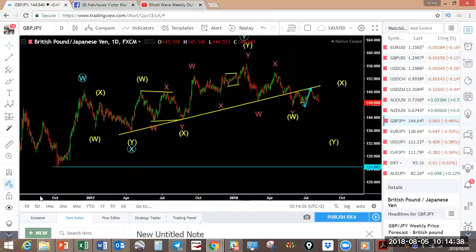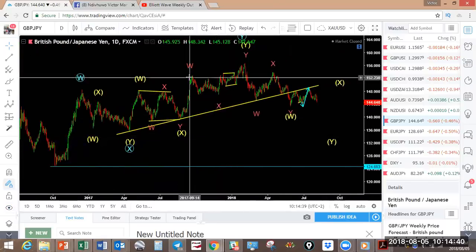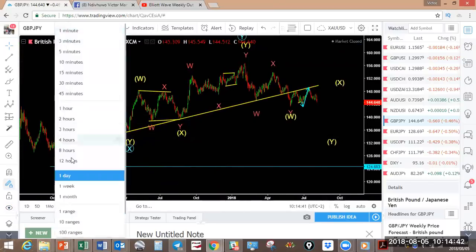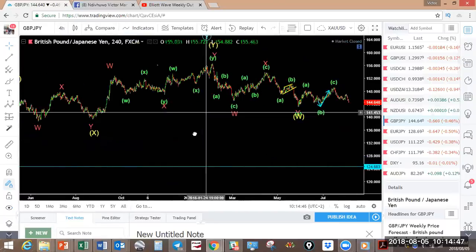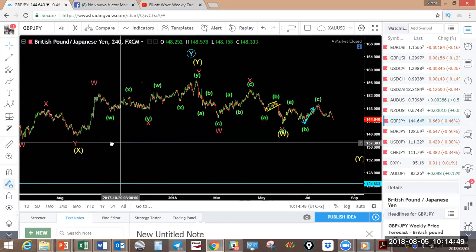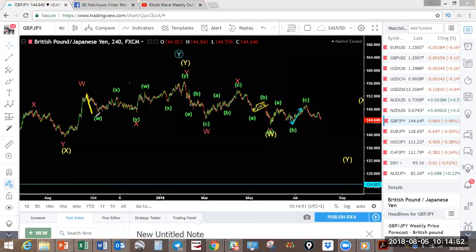Okay, so that's the analysis there. Let's have a look. I think I should go to the 4-hour. That's where you'll see the green degree. Yes, that's your green degree there. So you see from the red W here, you've got 1, 2, 3 completing the red. Let me fix that. You've got 1, 2, 3 waves here in the green. Let me not confuse you. Let's just follow the green.